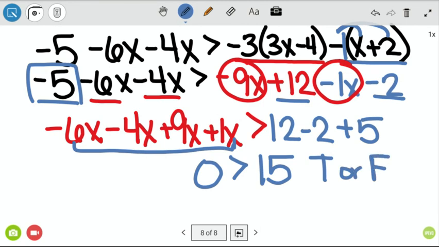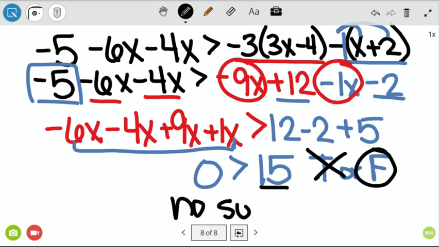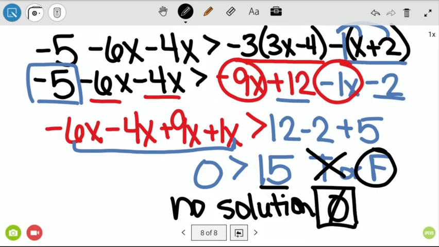0 is greater than 15. If we look at that, this is obviously the bigger number. 0 is not bigger than that. It is false. So a false answer would be no solution. And again, feel free to use the symbol instead of writing all of that out.